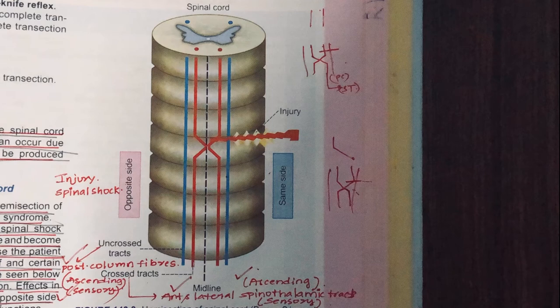It's really easy to understand Brown-Séquard syndrome once you see the diagram and read about it, and also know about the tracts, their roots, and the sensory and the motor tracts. Then it will be easy to understand Brown-Séquard syndrome or any other syndromes for that matter.